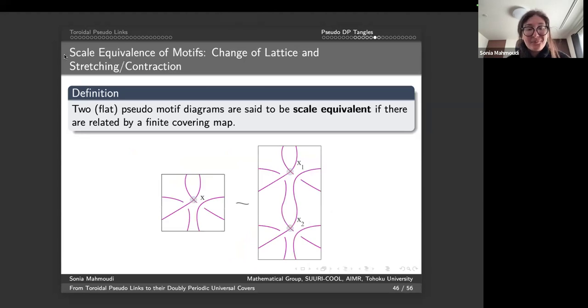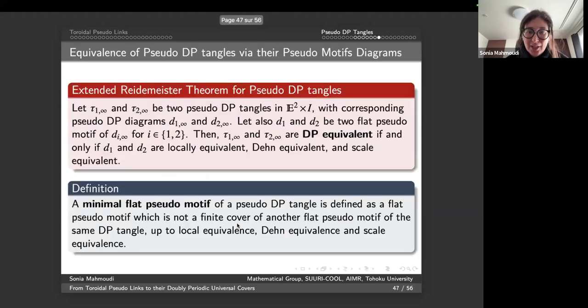And finally, what I've called scale equivalence, so that was one of the first things that I was doing when I started my PhD, was, as I mentioned, giving this kind of equivalence relation when we have a covering map, a finite covering map that relates the two motifs.